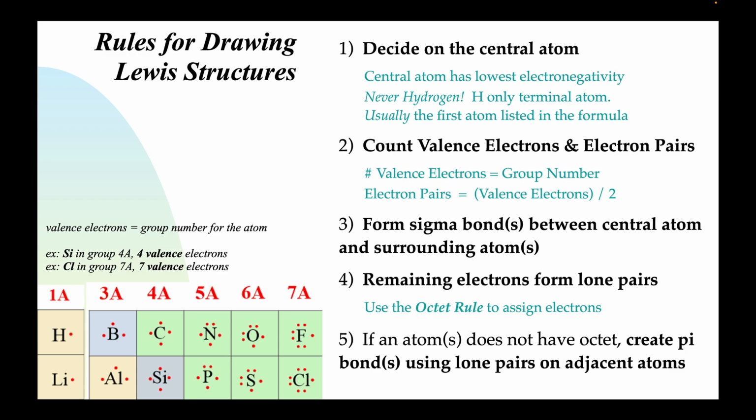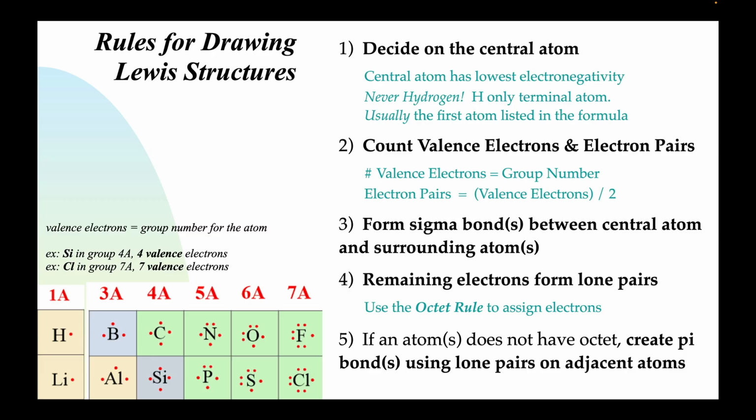They're too close to the nucleus to be able to make bonding molecules. So you want to count up all the valence electrons and then divide that number by 2 to find the electron pairs. We're going to be making pairs in our molecules to make bonds with other atoms, and sometimes the lone pairs will be on the atom by itself. We'll see this here in a little bit.